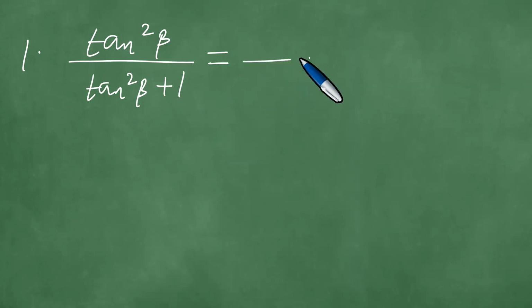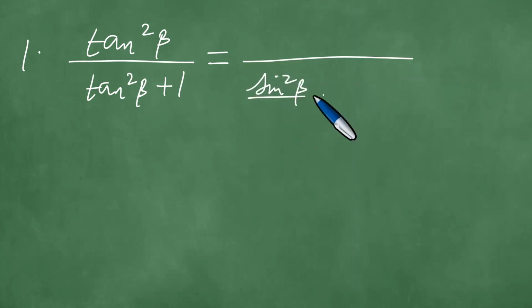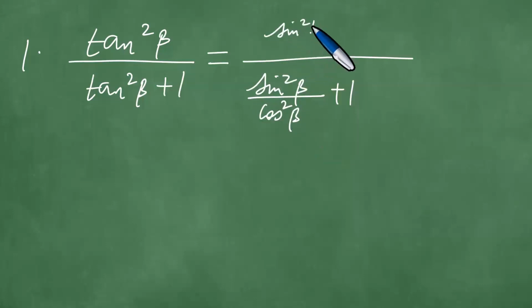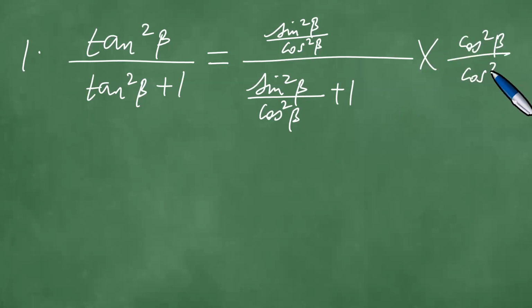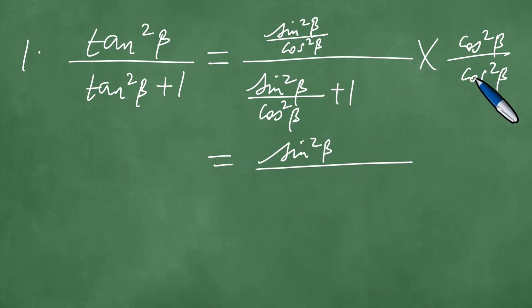There are a couple of ways to deal with this, but one of the ways is to write everything in terms of sine and cosine. Sine squared beta over cosine squared beta. And once you get to this, you have the LCD problem. Here, the cosine squared appears in both the numerator and the denominator. So cosine squared cancels, leaving us with sine squared.